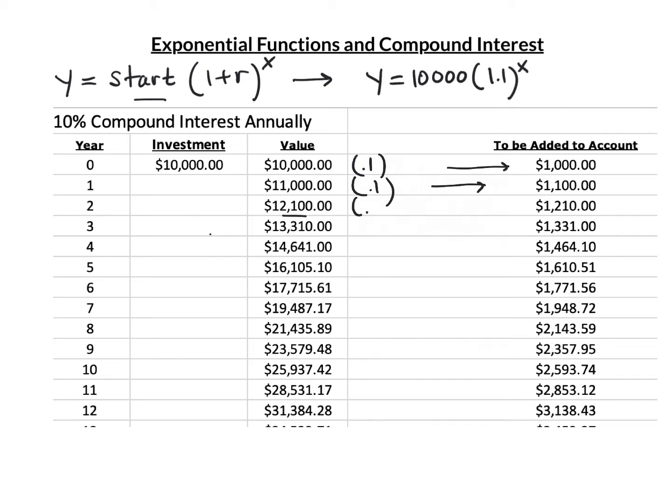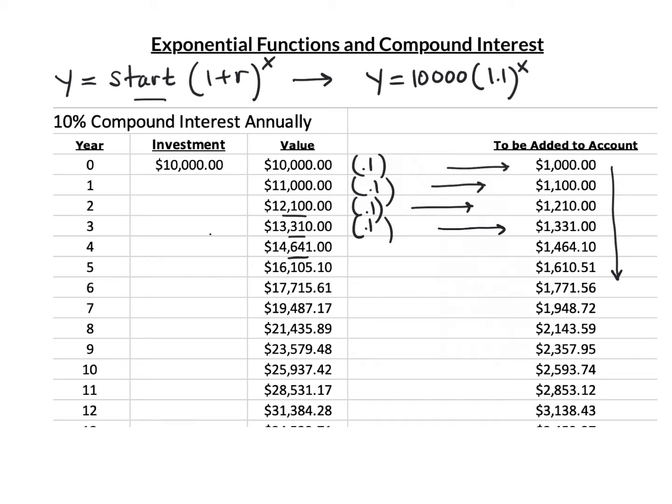At the end of that year, we multiply by 10% and we get 1,210, and that gets added to the account, and we now have $13,310. At the end of that year, we multiply by 0.1 and $1,331 gets added to our account, and we now have $14,641. Now, the thing I want you to notice is that what's added to the account each year is increasing.